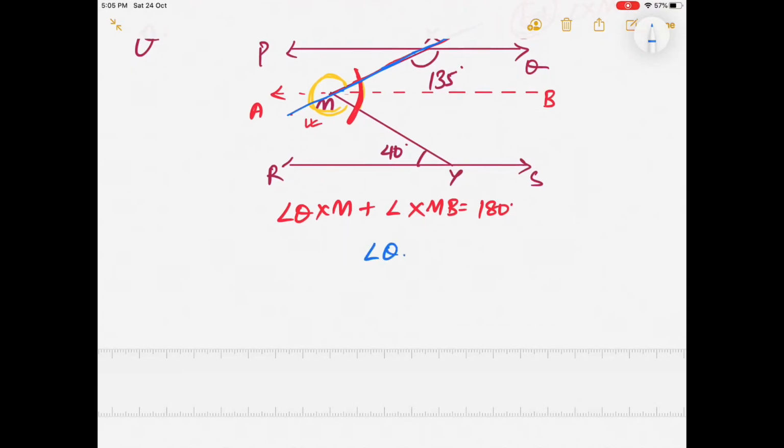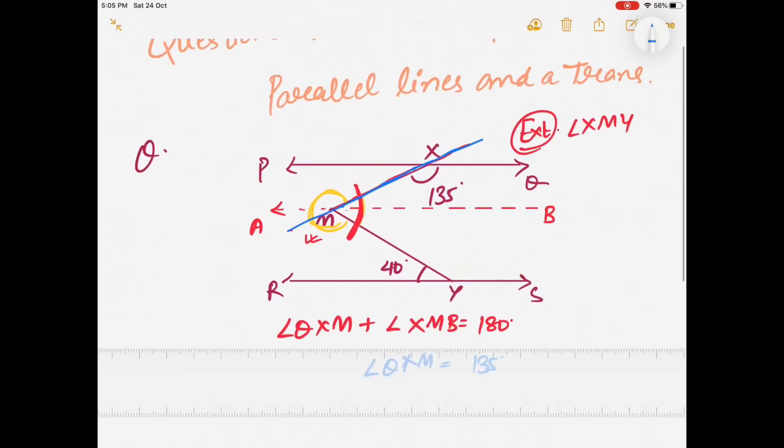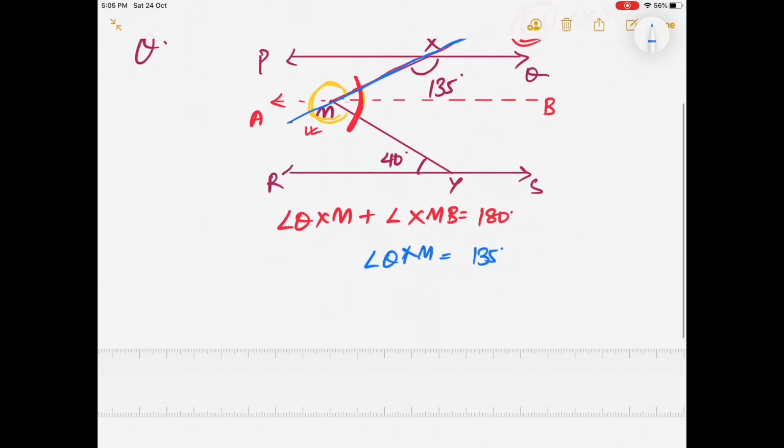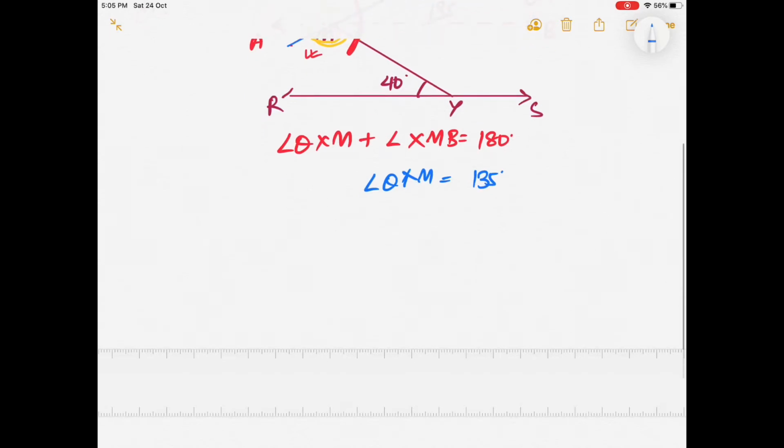Now angle QXM will be equal to 135 degrees, because QXM is given in the question. Now we will just put the value of QXM in this equation. So 135 degrees plus angle XMB is equal to 180 degrees, and angle XMB will be equal to 45 degrees.